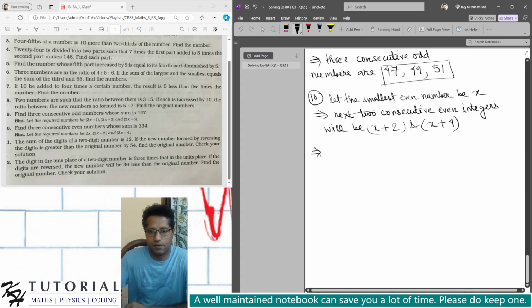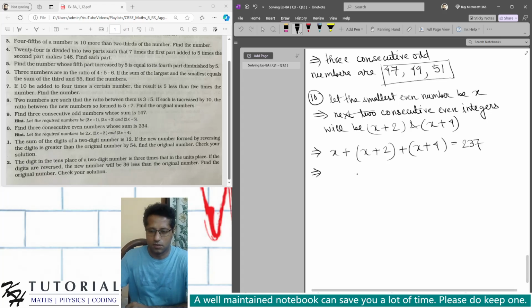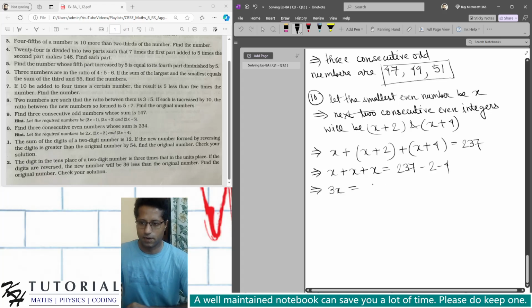So now we can say it is given that the sum of the 3 consecutive even numbers is 234. So we must have x plus x plus 2 plus x plus 4 is equal to 234. So this is the equation we have formed. Now if you keep the x terms on the left hand side and bring all the constant terms to the right hand side, we get x plus x plus x is equal to 237 minus 2 minus 4. On simplifying the LHS and the RHS, we get 3x is equal to 237 minus 6, that is 231.